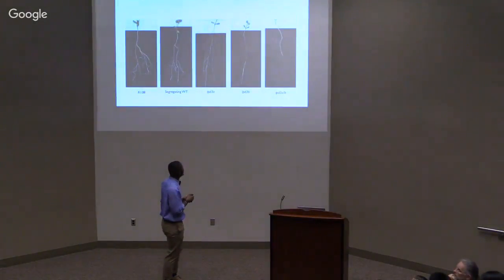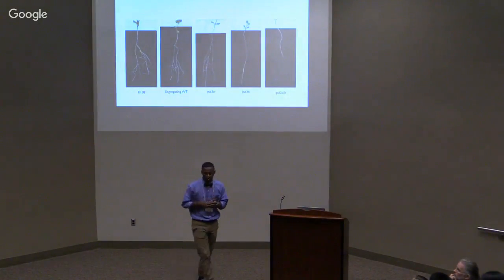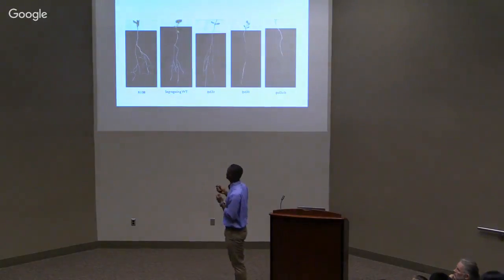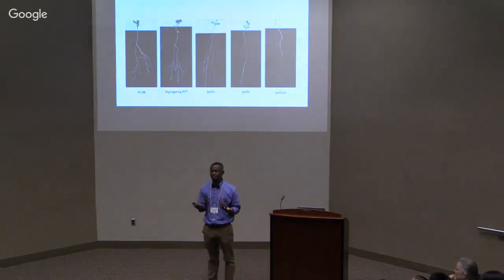So as you see here, I chose pictures that are representative of the 5 genotypes. You can see that R108 is highly branched and has a high root area, but if you compare that to IPD3B or IPD3 double mutant, there's a huge difference.